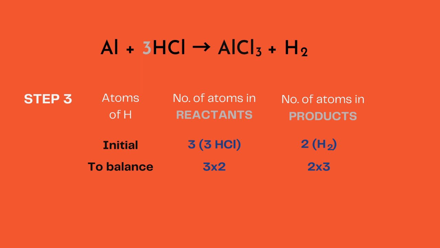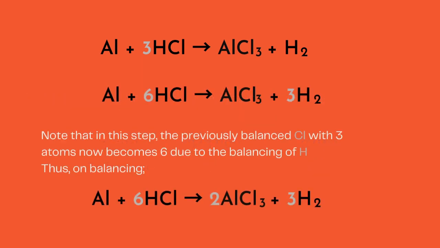Now we are trying to balance hydrogen. Initially there are 3 hydrogens in 3 HCl. That is, after balancing Cl we see there are 3 hydrogens in 3 HCl, but on the product side there are only 2. So how do we balance it? In the reactants we make it 3 into 2, that is 6, and in the products we do 2 into 3, which also gives us 6. So we write Al plus 6 HCl gives AlCl3 plus 3 H2. Now there's a disturbance in the equation because we already did 3 HCl and balanced 3 Cl. Now it has become 6 Cl. How do we balance that? On the reactant side the 6 stays as it is, and on the product side we add 2 AlCl3.